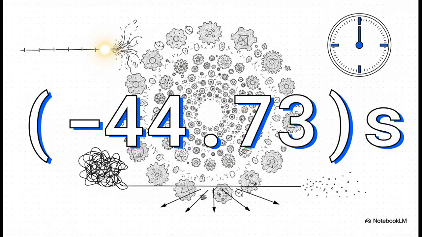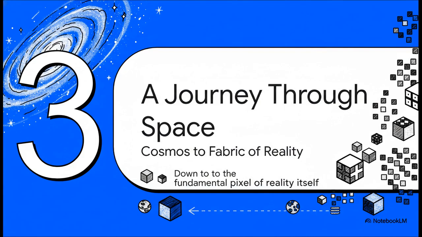And here we are, the end of the line. -44.73 seconds. This is what's called Planck time. And this isn't just a really short amount of time. It is the shortest possible unit of time that means anything in physics. If you go any shorter, our understanding of cause and effect, of time itself, just completely breaks apart. This is the fundamental tick of the universe's clock. So you see, there's no zero time. There is only Planck time. Pretty wild, right?